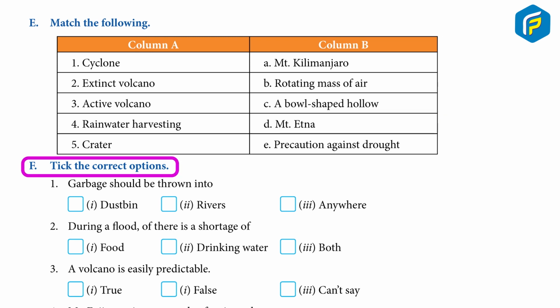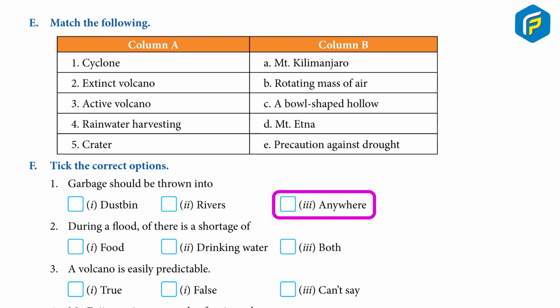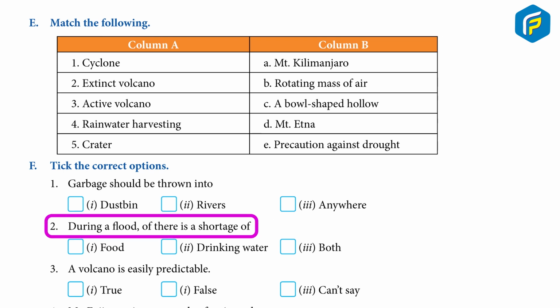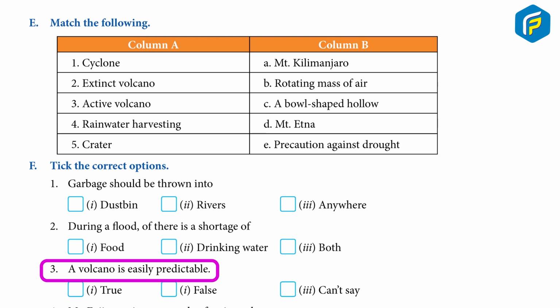F. Take the correct option. 1. Garbage should be thrown into 1. Dustbin. 2. Rivers. 3. Anywhere. 2. During a flood there is a shortage of 1. Food. 2. Drinking water. 3. Both.